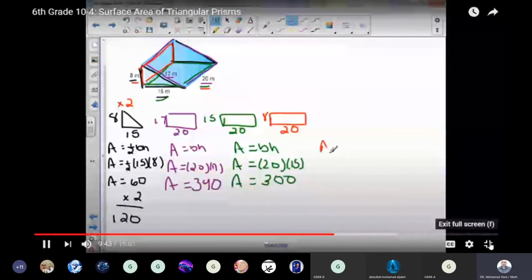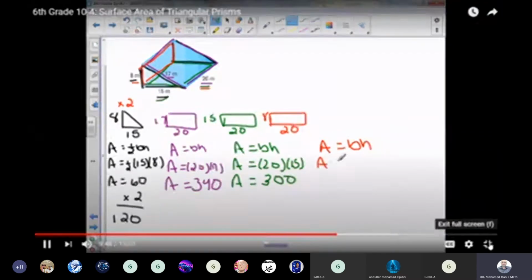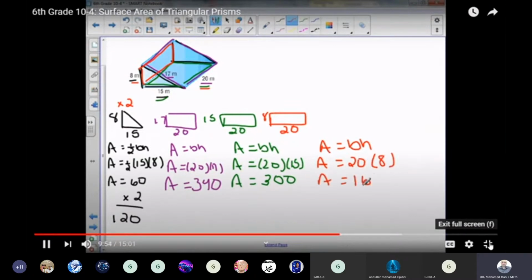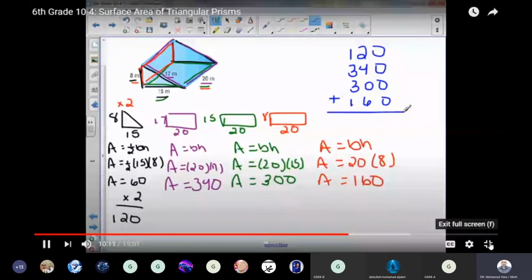Our last rectangle, area equals base times height. Area equals 20 times 8. Area equals 160. Take all the amounts and add them together: 120, 340, 300, and 160. So we get a total area of 920 meters squared, and that is a surface area.